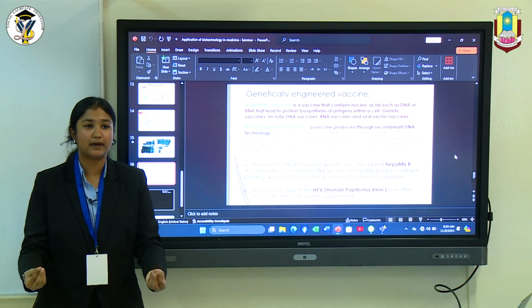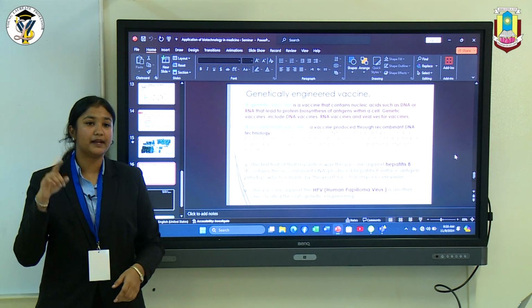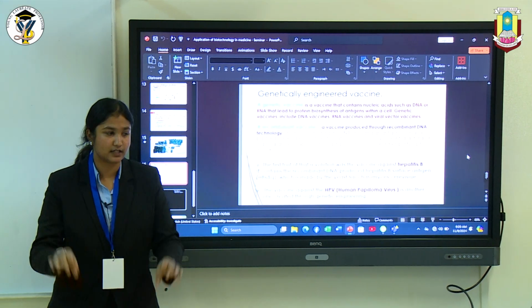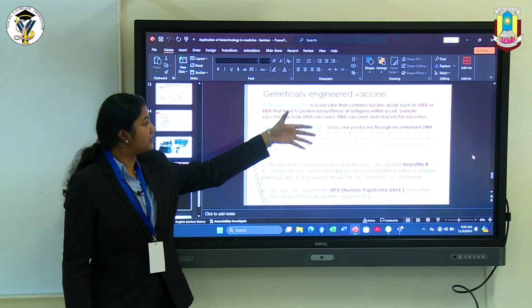So if in actuality this pathogen enters my body, my body would recognize, yes, this is that same intruder, and I need to produce the same type of antibodies against this. So our body produces antibodies in larger numbers. That is how we can prevent diseases.